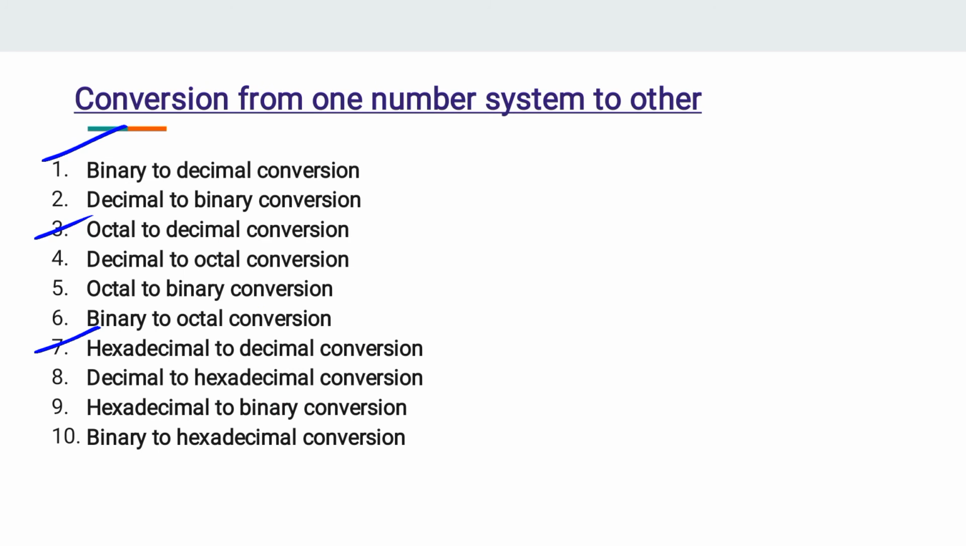By this we finished decimal to binary conversion, decimal to octal, decimal to hexadecimal. The remaining are octal to binary, binary to octal, hexadecimal to binary, binary to hexadecimal. So let's see the next one, octal to binary conversion.